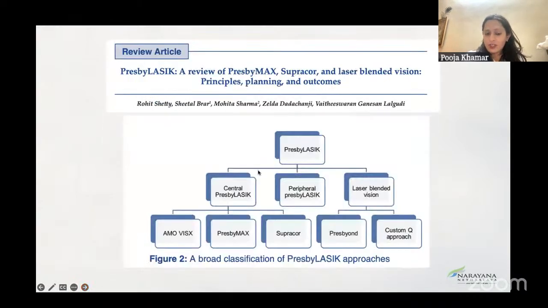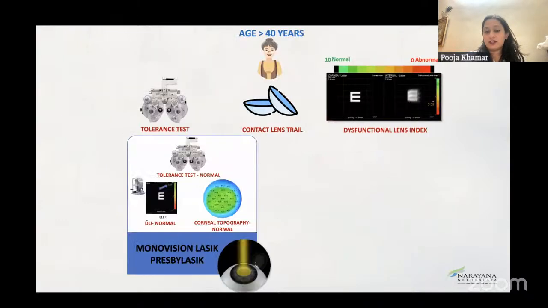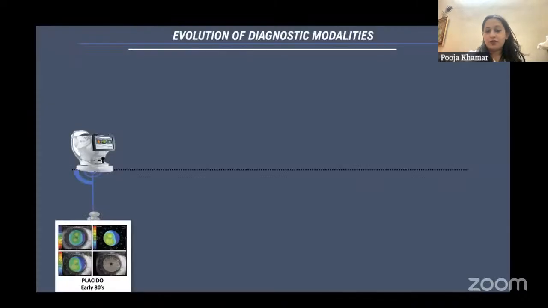And this is a small algorithm which has been published by a collaborative work from Dr. Rohit and Dr. Sheetal, and this is how you choose the Presby LASIK for the patient and what it does on the cornea. So this is also possible. And if not, then do know that refractive lens exchange is possible.